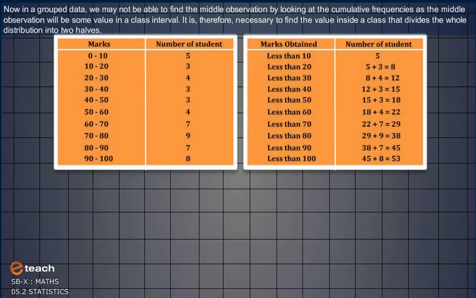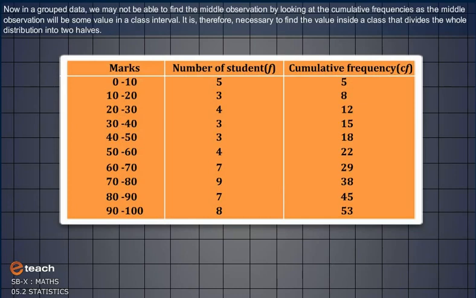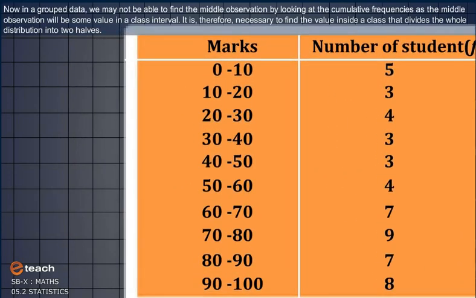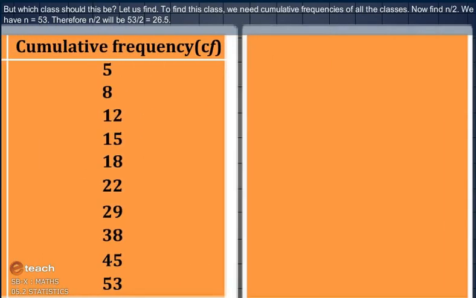Now, in grouped data, we may not be able to find the middle observation by looking at the cumulative frequencies, as the middle observation will be some value in a class interval. It is therefore necessary to find the value inside a class that divides the whole distribution into two halves. But which class should this be? Let us find. To find this class, we need the cumulative frequencies of all the classes.